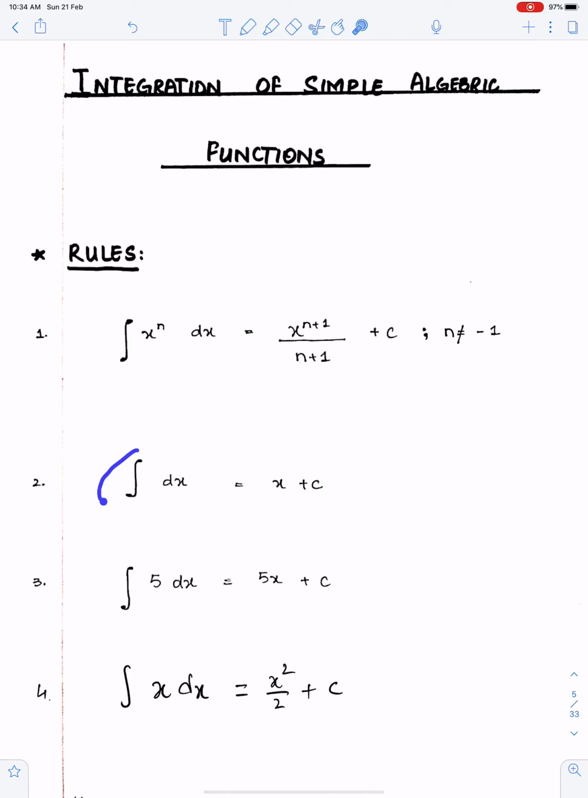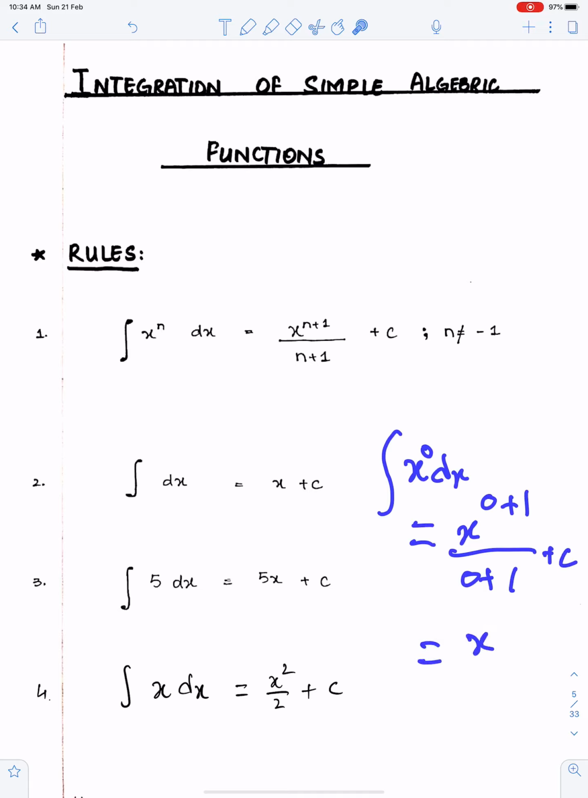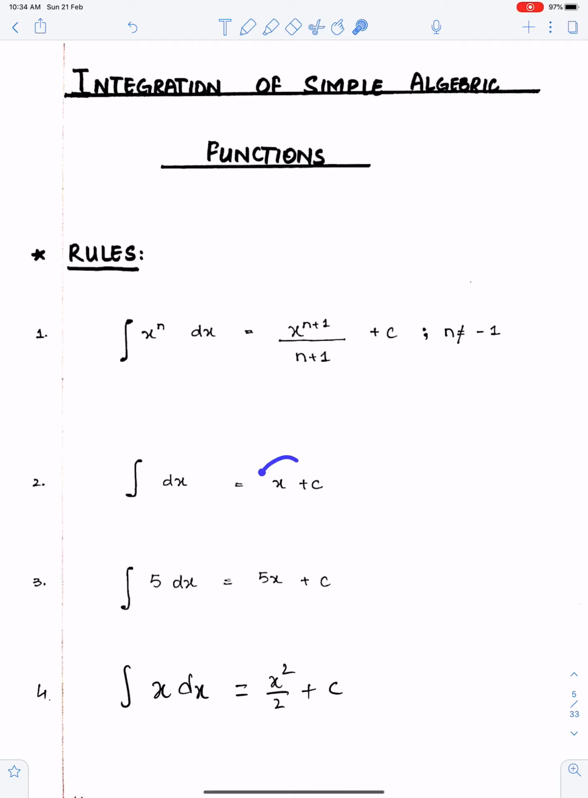Since we don't have anything between these two, the answer is x. And the logic is that when we don't have anything, we have x power 0. So when you add 1 in power, it will become x power 1 over 1. This is the logic. x power 0 dx. When you integrate this, it will become 0 plus 1, and that will become just x. So when we don't have anything, write x here. Since the operator is of x, like dx, write x. What if we had dy? Then write y.